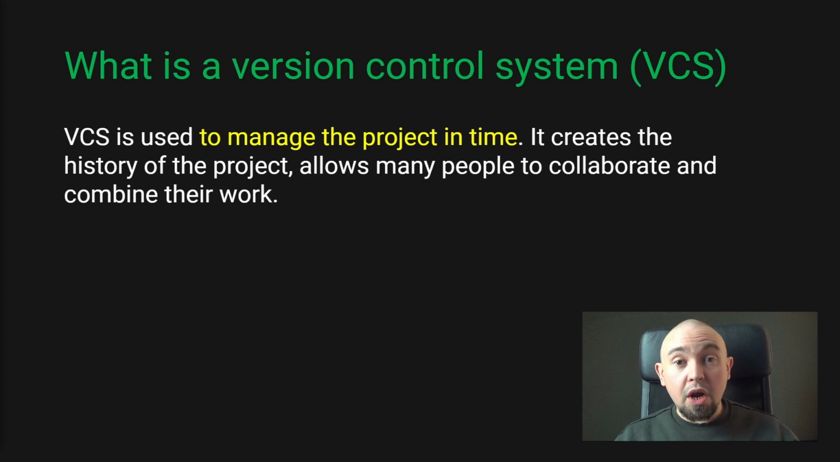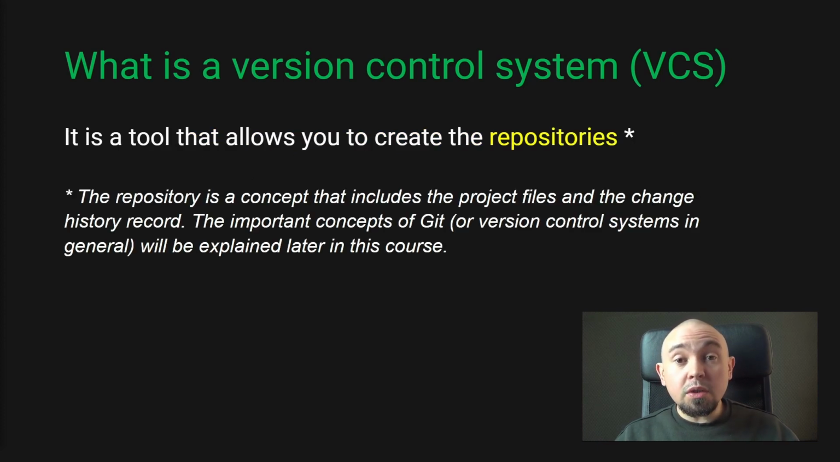VCS is used to manage the project in time, and time is the key concept here, because there are stages over the time during which the project changes. And thanks to the version control system, a history of these changes is created. This history includes the key points that collect the information about the state of the work on a project at a certain time. The version control system also allows to cooperate with many people on the same project. Among others, thanks to the fact that it allows to combine the effects of the work of many people into one. The version control system is also a tool that allows you to create the repositories.